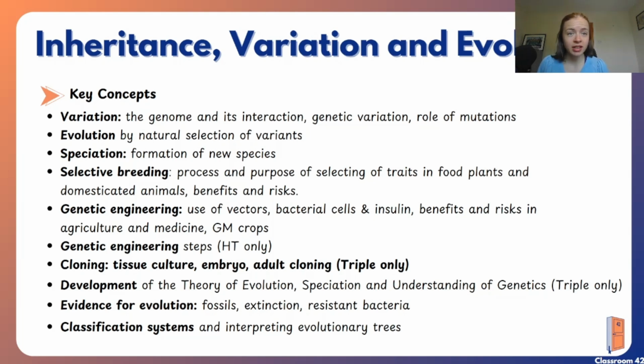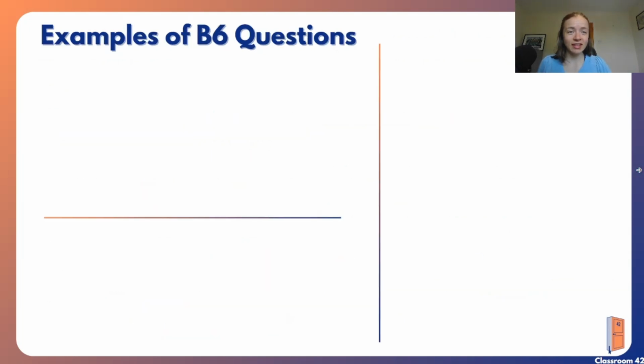The evidence for evolution, and that's for everybody, so fossils, extinction, and resistant bacteria. And then finally, classification systems and how we can interpret evolutionary trees. And evolutionary trees is a little old favourite of examiners as well, so always watch out for those. So let's go through a few examples of B6 questions.